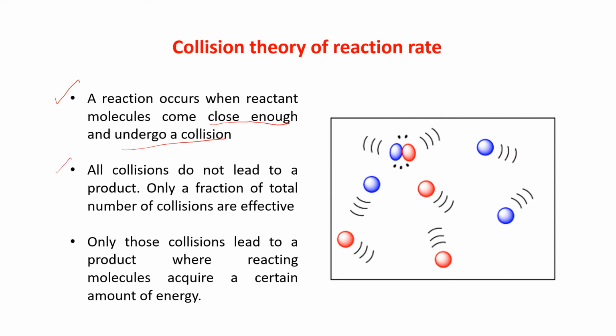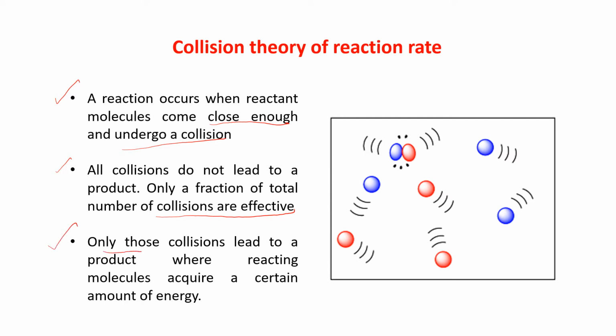Number 2, all collisions do not lead to a product. That means the reactant molecules are colliding with each other, but all the collisions will not lead to a product. Only a fraction of the total number of collisions are effective. Now, which collisions are effective? I'm saying that all the collisions are not effective. So, which collisions are effective?